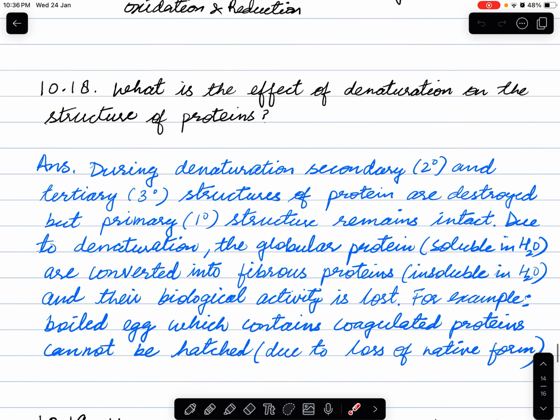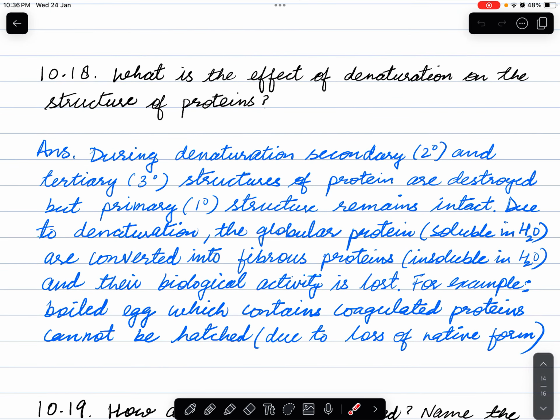Next, what is the effect of denaturation on the structure of protein? We know the proteins have their native form, that is, they have a specific 3D structure. According to that, they have their biological activity. And when we have denaturation, the secondary or tertiary structure of protein, which is responsible for their biological activity, is destroyed. Only we get in the end what? Primary structure, that is polypeptide chain.